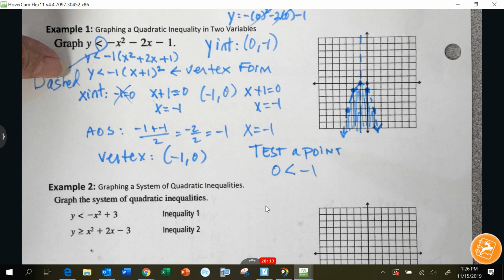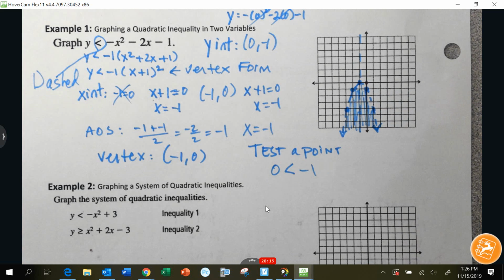Wait, when you test a point, could you have done like -2? Test it, maybe? No, just like -2. That was an error. So -2, 0? Yeah, you could test any point you want, as long as it's not on the parabola, because that won't tell you which side to shade.